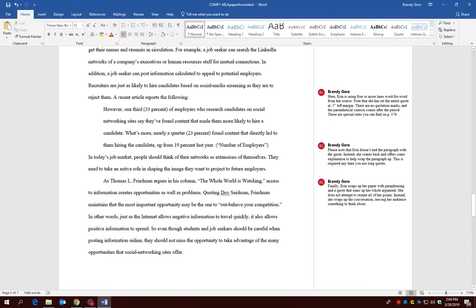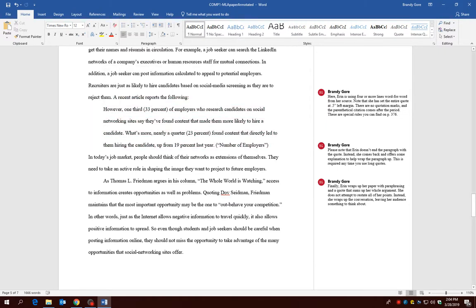So this is an actual quote. A recent article reports the following. However, 1/3 of employers who research candidates on social networking sites say they found content that made them more likely to hire a candidate. What's more, nearly a quarter found content that directly led to them hiring the candidate, up from 19% last year. She pulled this exactly as it was from the article. And then note that it comes from the number of employers article. She puts the shortened version of that title right here.